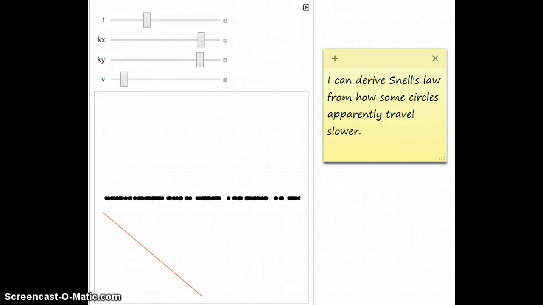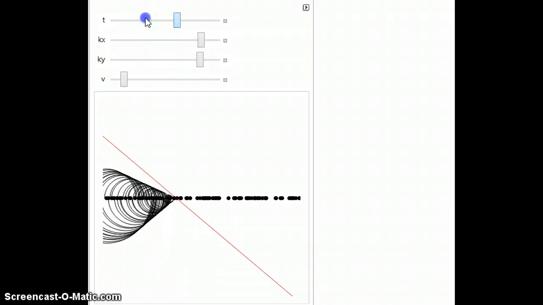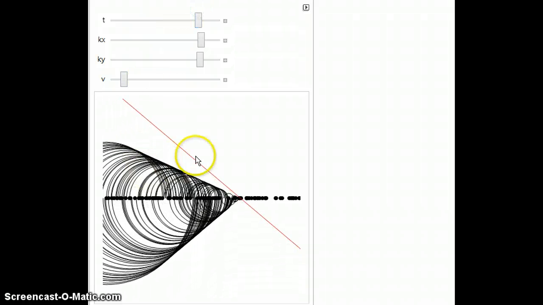So this is a screencast addressing the standard "I can derive Snell's law from how some circles appear to travel slower." This is the simulation that I'm going to talk about in the picture that I have. It looks like on one side of the line there's an index of refraction that's higher than the other, so it appears like there's smaller circles up here.